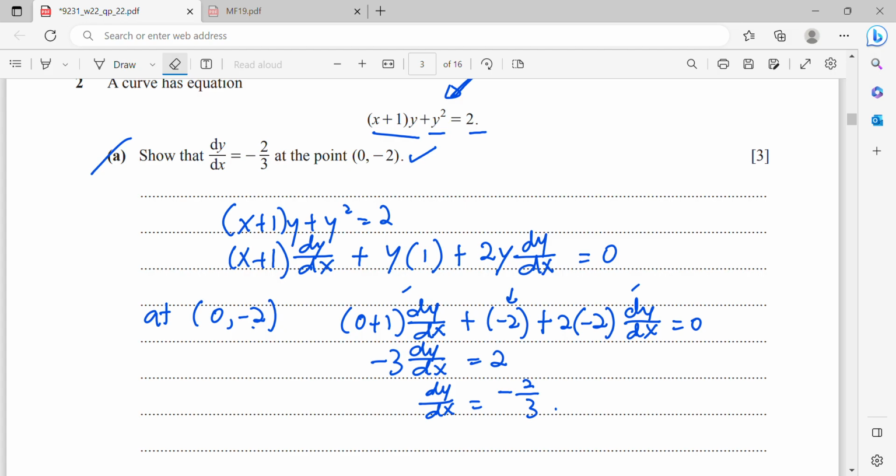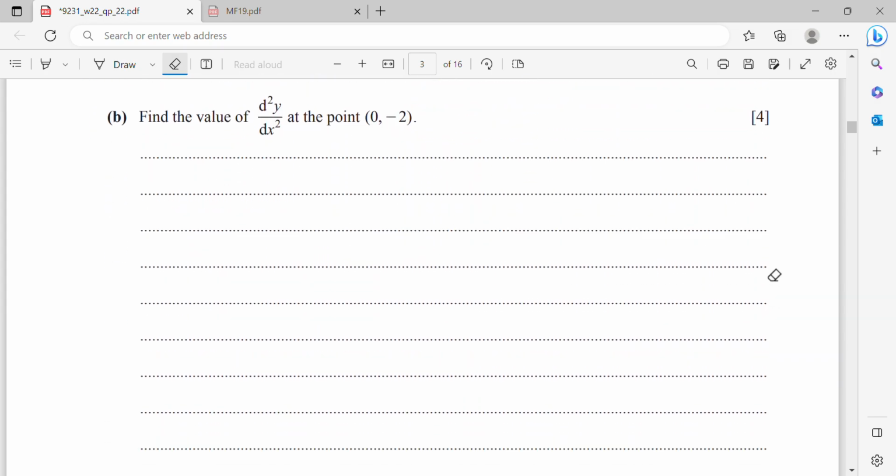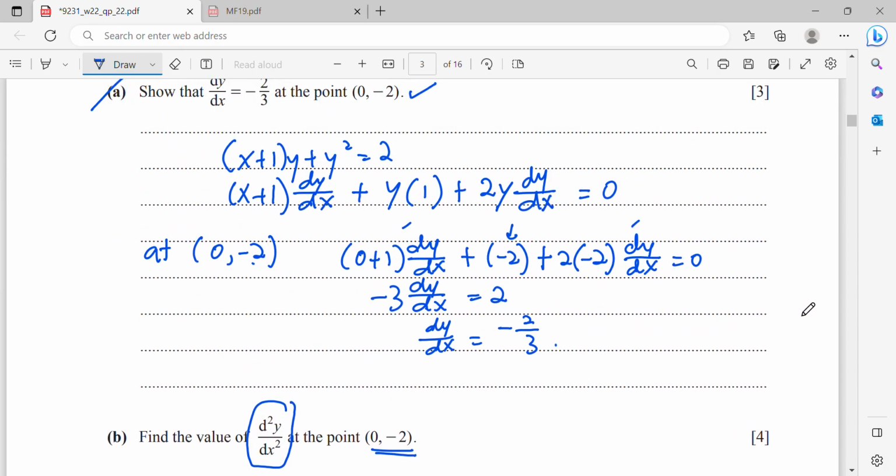Okay, so now let's move on to part B. For part B, find the value of the second derivative at the same point. All right, so now we need to refer back to the previous solution. Before you get the second derivative, you must have found the first derivative.